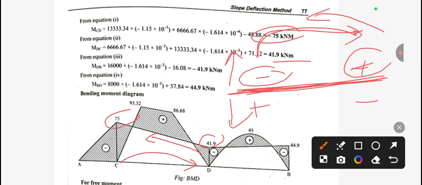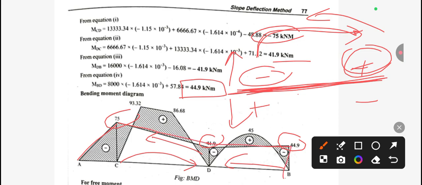Okay, 41. And B to D means right to left. It means we have to take the positive value upward. So B to D is 44. This is a positive value. So this way. And now we need to join all the points like this.